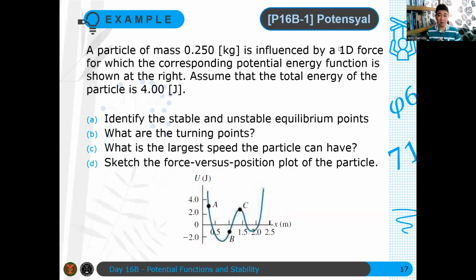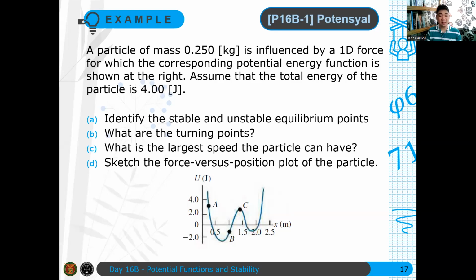Okay, let's have an example for this session. A particle of mass 0.250 kilograms is influenced by a 1D force for which the corresponding potential energy function is shown, not at the right, but rather at the bottom. Assume that the total energy of the particle is 4 joules.